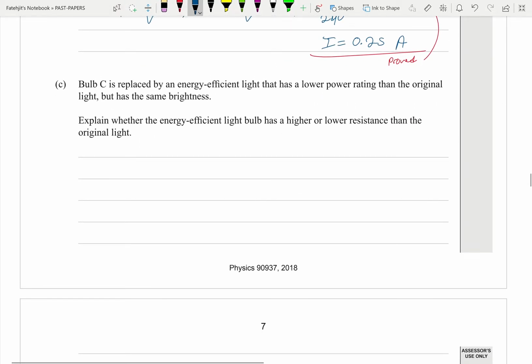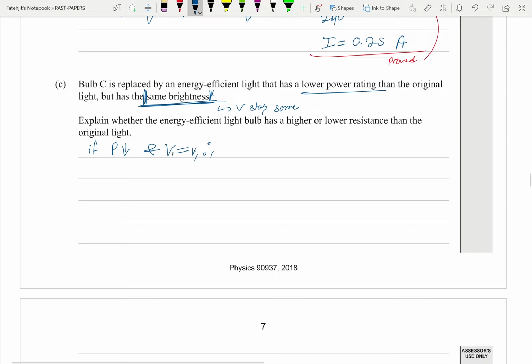Sweet. So bulb C is replaced by an energy efficient light with a lower power rating, but it has the same brightness. Explain whether the energy efficient bulb has a higher or lower resistance than the original bulb. So the power rating is lower, and we know that because of the same brightness, the voltage stays the same. Voltage stays the same.